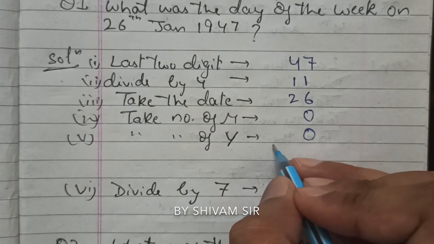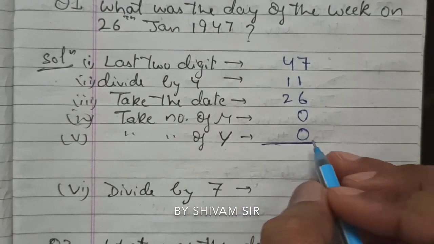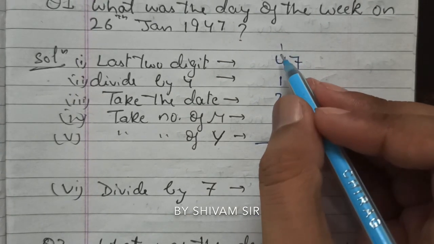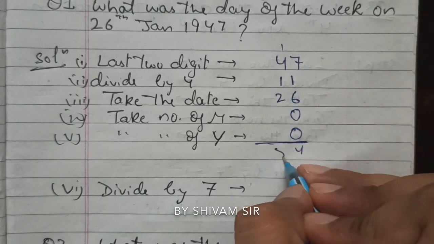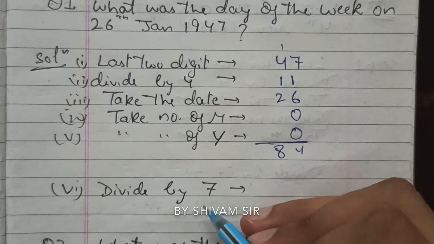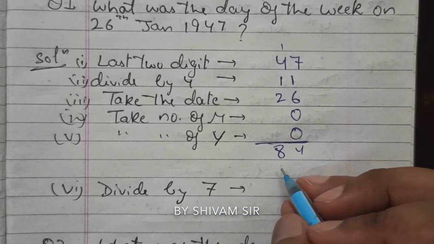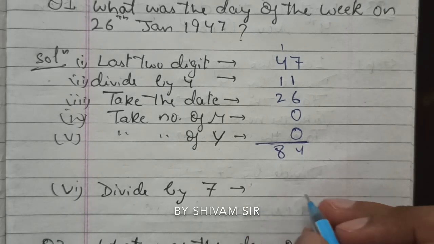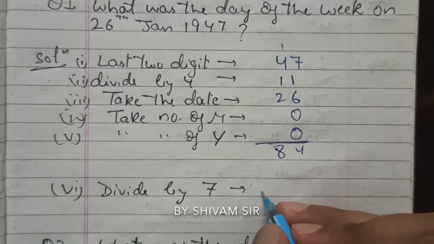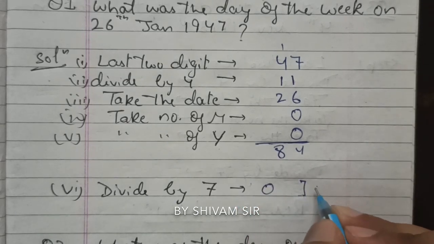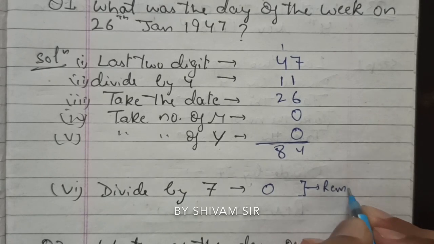Now add the following: 6, 7, 7, 7, 14, 14 and 1, 4, 1, 5, 6, 7, 8. So 84, right? Now divide this sum by 7. So when 84 is divided by 7, what will be the remainder? You have to write the remainder here only. So the remainder will be 0 when you divide this 84 by 7. This is the remainder.